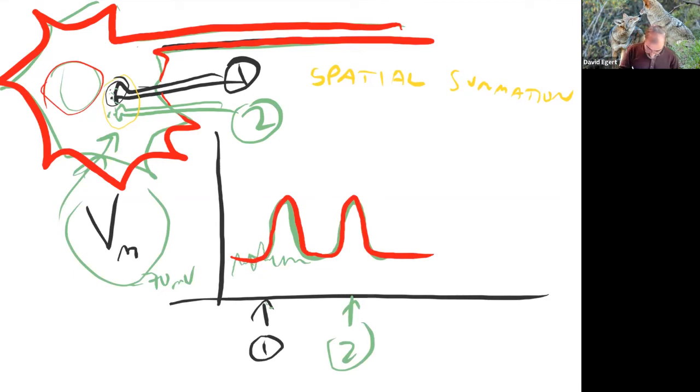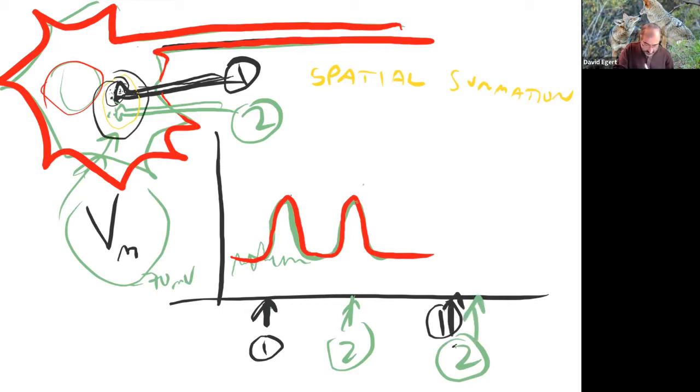Here I'm firing off this little black neuron that's talking to it, and it has some effect on the overall membrane of the neuron. I fire off my little green neuron here. It has some effect. If I fire off 1 and 2 together, and they are also located in the same space, you can imagine what's going to happen.